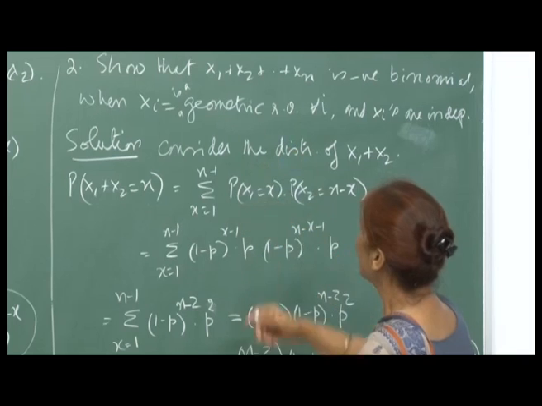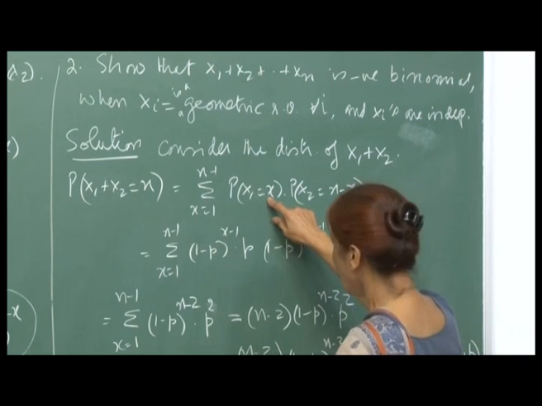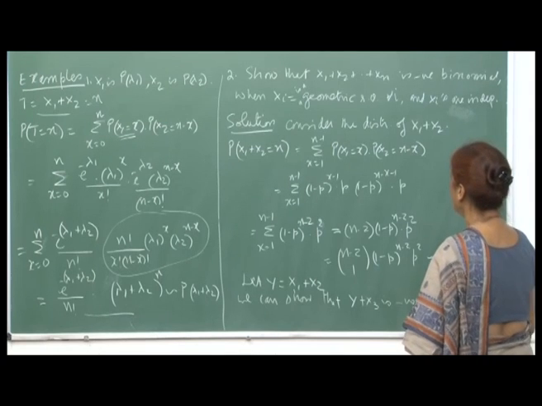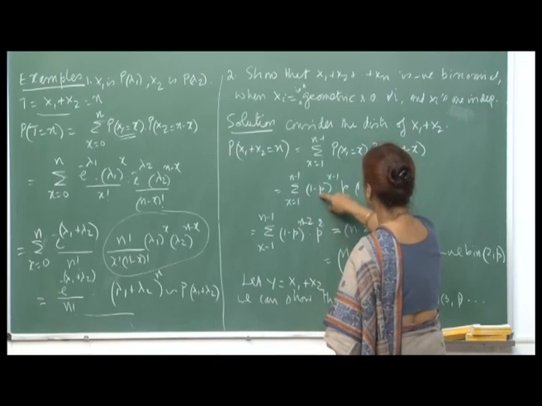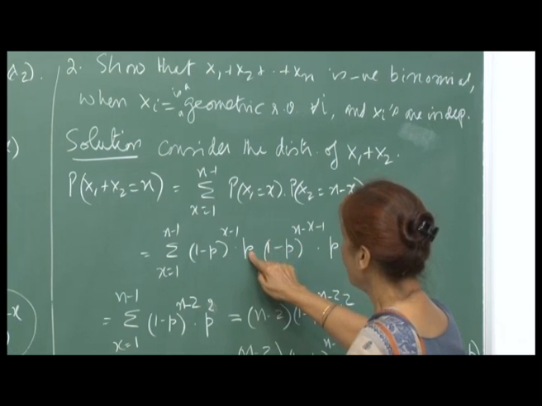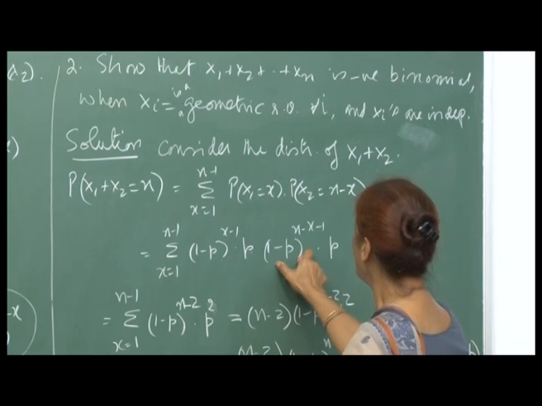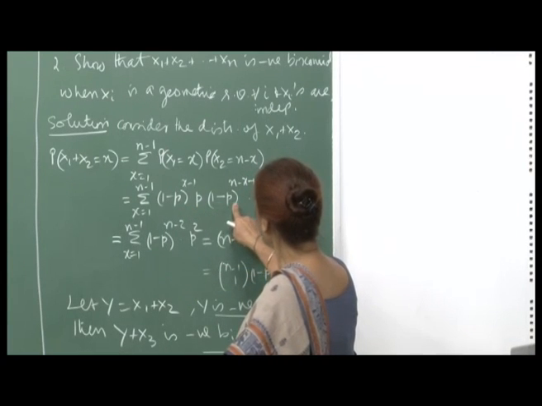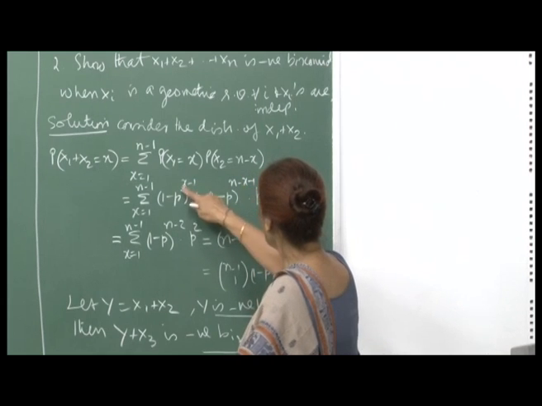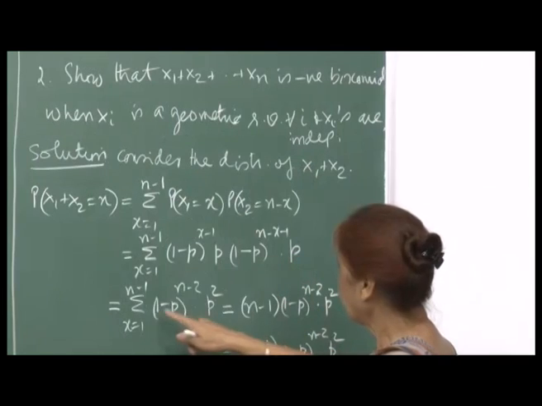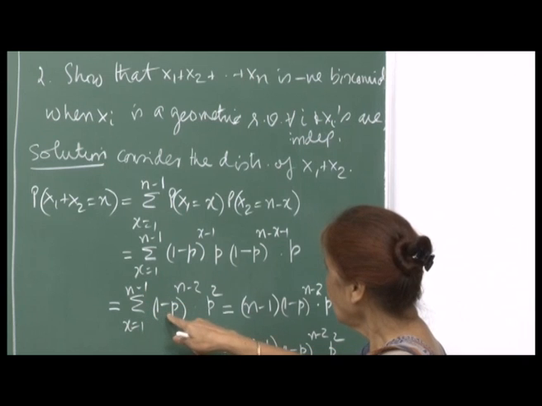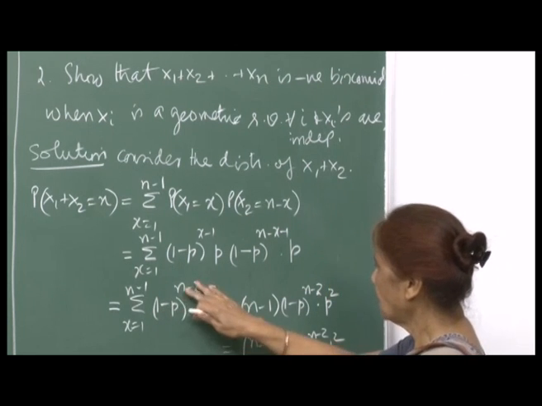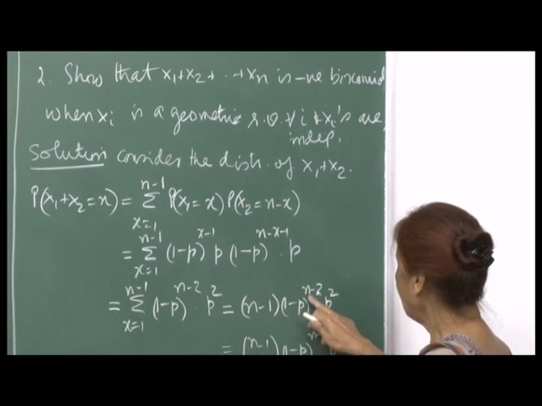If I fix x 1 at x, that means for the first geometric random variable the first success occurs at the xth trial, then for the second one the first success will occur at the n minus xth trial. The probability of x 1 equal to x is 1 minus p raised to x minus 1 into p. At the xth trial the success must occur, otherwise before that all failures, and similarly here it will be 1 minus p raised to n minus x minus 1 into p. When you rearrange the terms, x minus 1 and minus x cancel out, you are left with n minus 2 and p square. So, this is the sum for x from 1 to n minus 1 of 1 minus p raised to n minus 2 into p square. But x is not present here, therefore you just add up these terms n minus 1 times. So, this is n minus 1 into 1 minus p raised to n minus 2 p square.